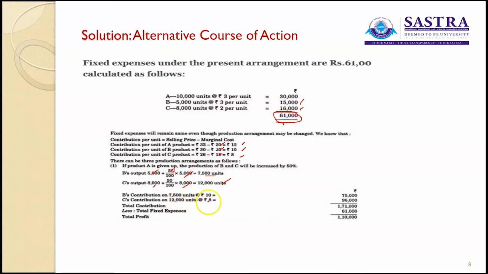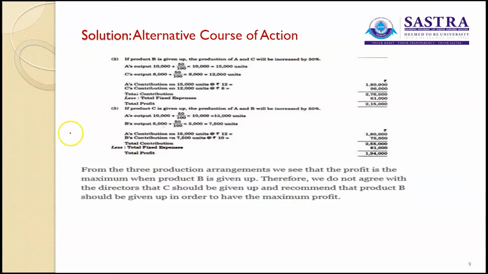Now, we have the contribution calculated here, 10 and 8. So, B's contribution will be 7,500 into 10. C's contribution is 12,000 units into 8. So, we have 75,000 and 96,000. Add up your total contribution, it is 1,71,000. Now, fixed expenses we have already calculated as 61,000. Deduct it, we get 1,10,000 as your total profit. So, if product A is given up, B and C increase by 50% and it gives a profit of 1,10,000. Now, we shall see the other two scenarios wherein B is dropped and C is dropped.